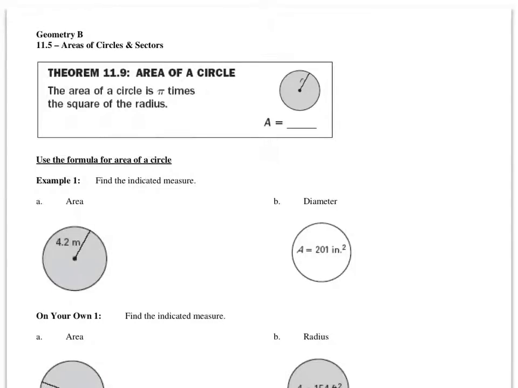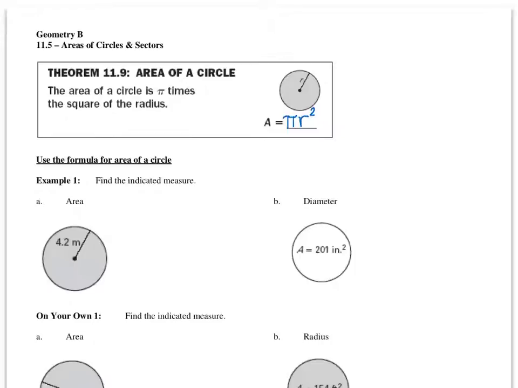Hi class, this is lesson 11.5, areas of circles and sectors. So theorem 11.9 is the area of a circle. The area of a circle is pi times the square of the radius. And this is something you've already worked with. Area for a circle is pi times r squared, pi r squared.